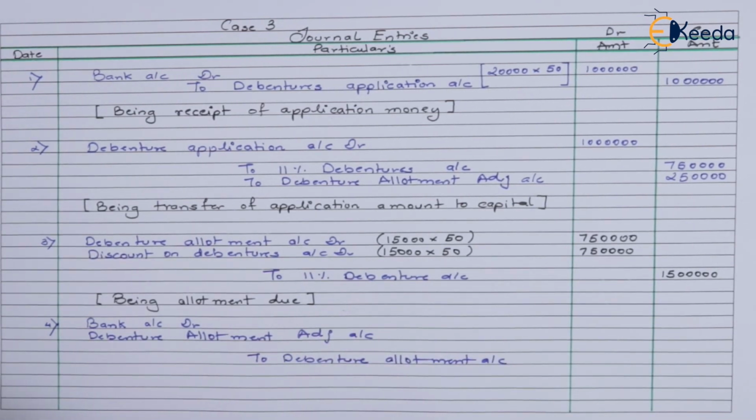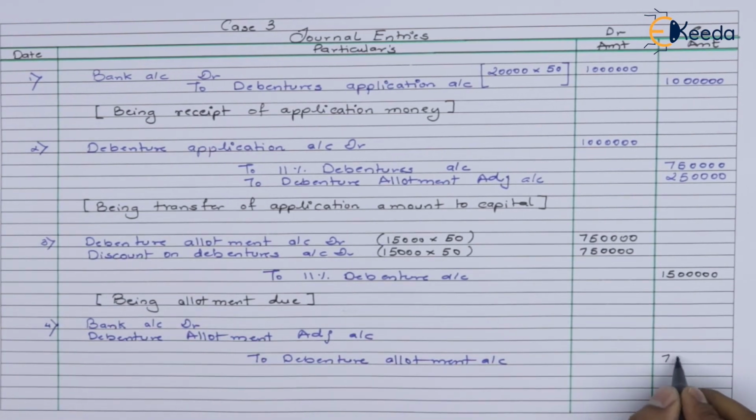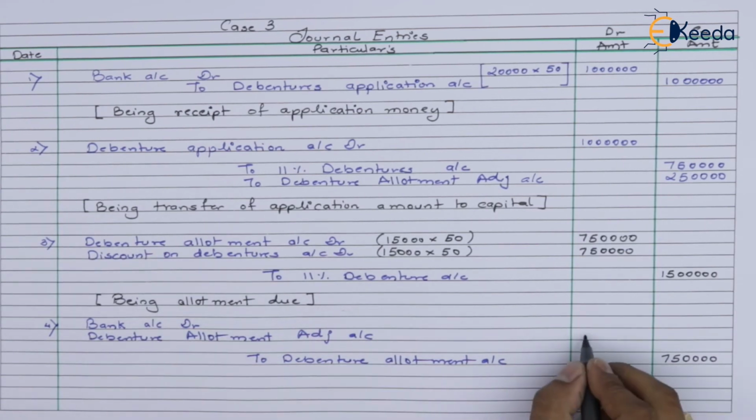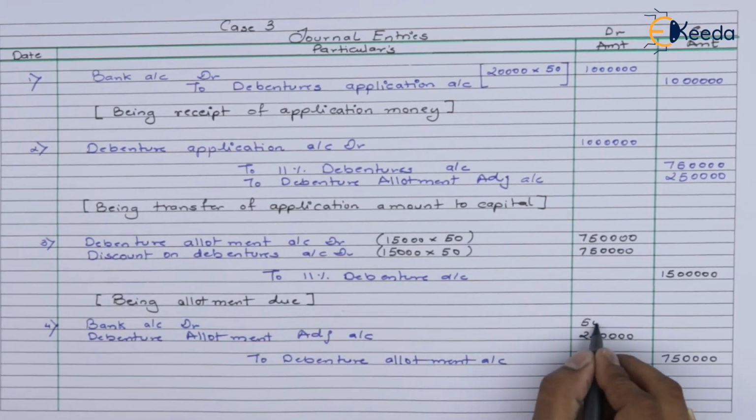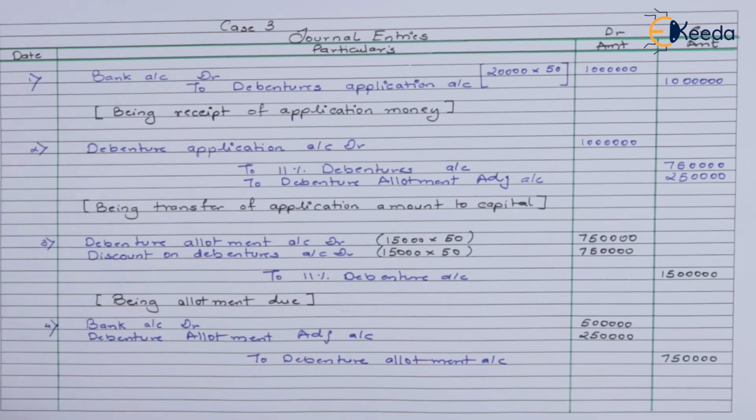So the receipt entry that we have passed here is bank account debit, debenture allotment adjustment account debit to debenture allotment. We're expecting 7,50,000, but 2,50,000 we have already received in terms of applications on pro rata. So whatever balance is left will be our bank account details. So in total, we have received only 5 lakh rupees on allotment here.